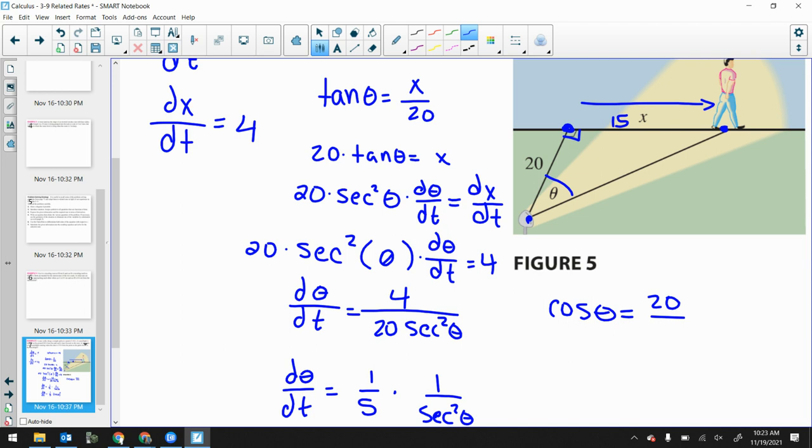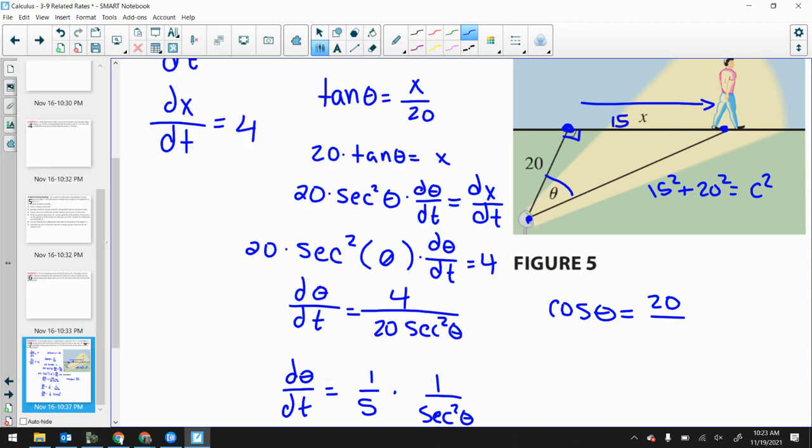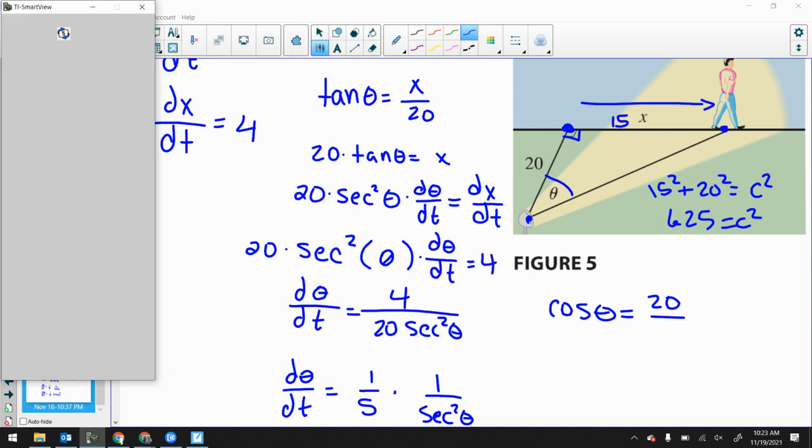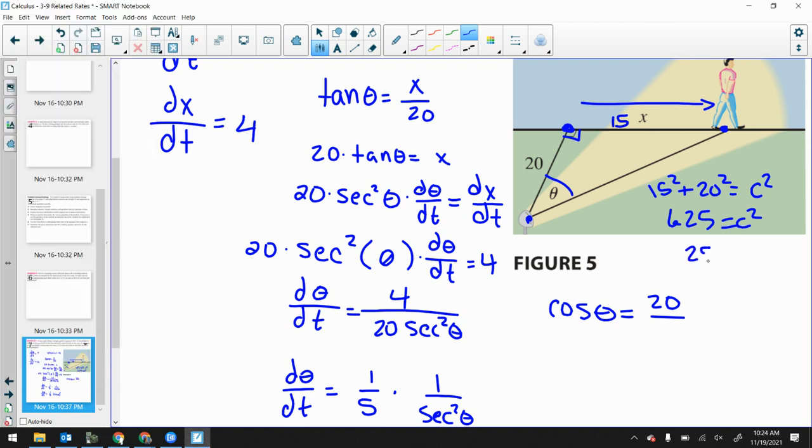Yeah, Pythagorean theorem. So x squared, or 15 squared, plus 20 squared is equal to, we'll call it c squared. All right, so 15 squared plus 20 squared. Oh, that's 225 plus 400, so 625 is equal to c squared. I'm guessing that's like 25, but I'm going to double check. The square root of 625. Yeah, 25. So 25 is c.